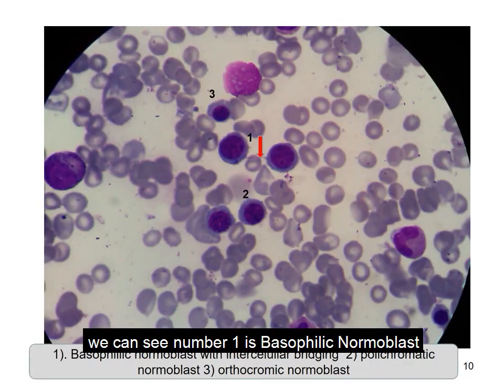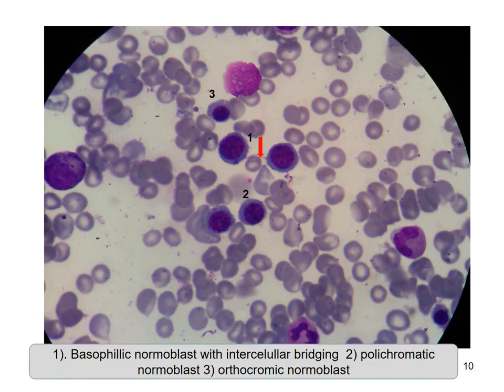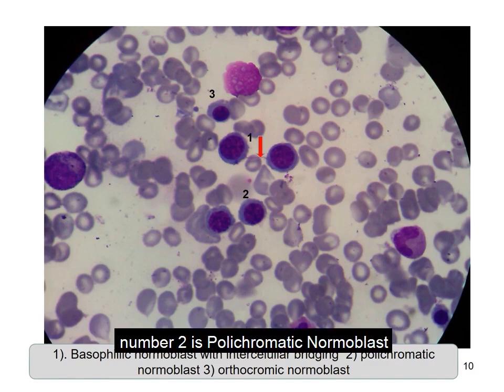We can see number 1 is the basophilic normoblast. Number 2 is the polychromatic normoblast. Number 3 is the orthochromic normoblast. The red arrow shows internuclear bridging between basophilic normoblasts, which is commonly found in MDS.